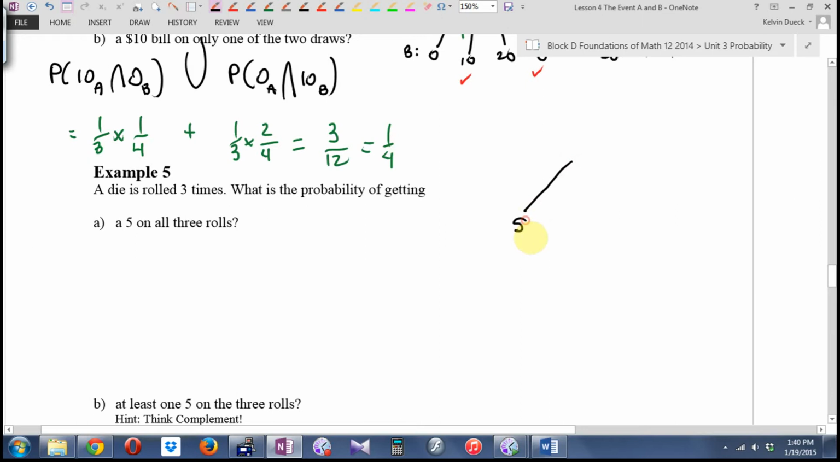It's going to be 5 on the first. What's the probability of getting a 5 on the first? A 5 on the second. A 5 on the third. What's the probability of getting 3 5s in a row? Or 3 6s in a row? Or 3 1s in a row? Or if you really want it to be clever, it's 1 out of 6 cubed. 1 out of 216. It's 1 in 216.